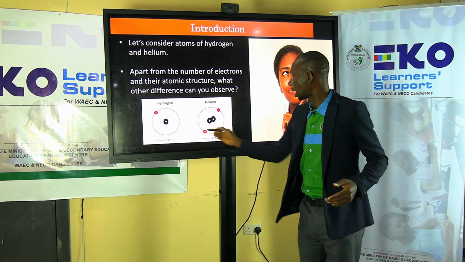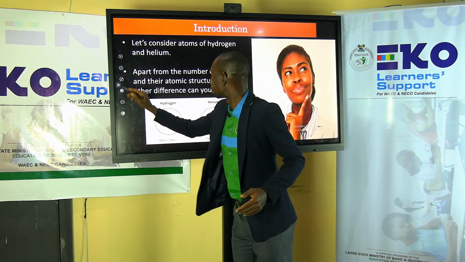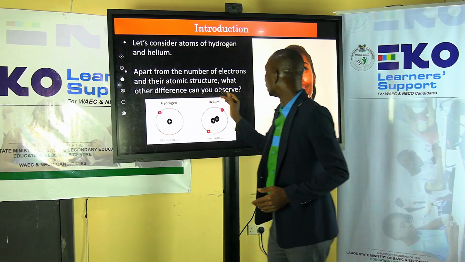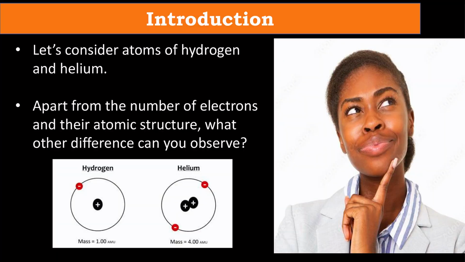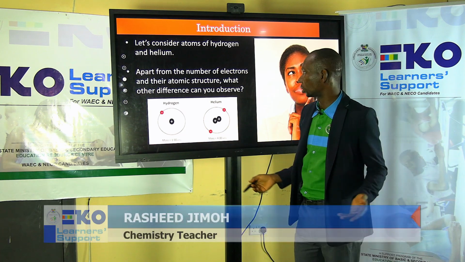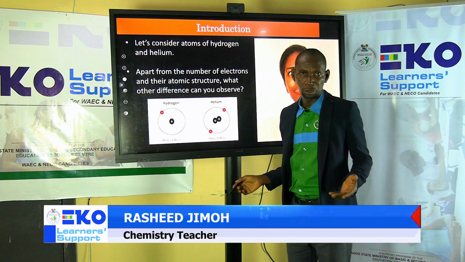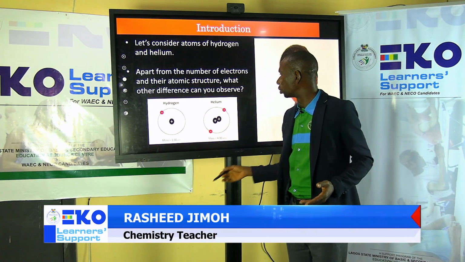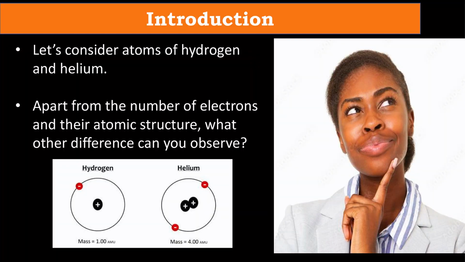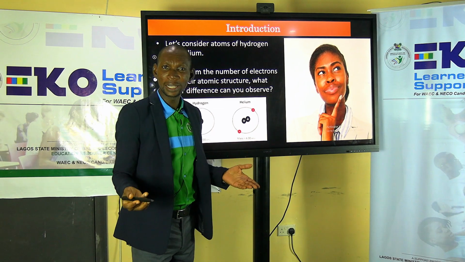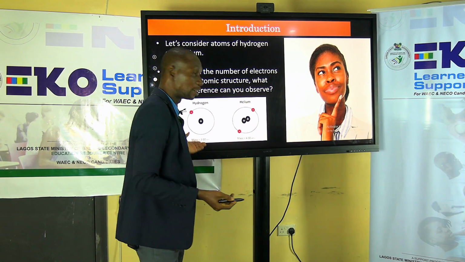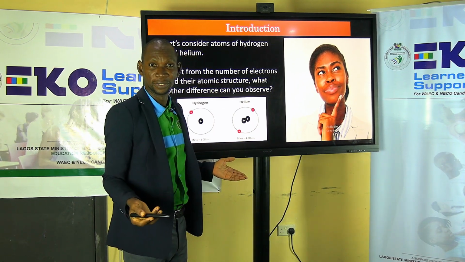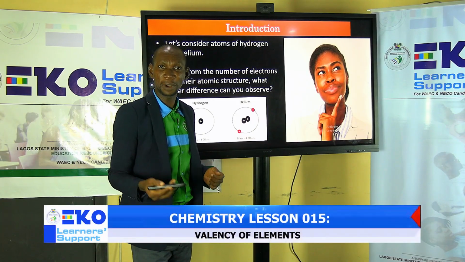Both atoms are actually given here. So apart from the fact that these two atoms have different electrons, hydrogen has 1 electron, helium has 2 electrons. And apart from their structure, what other difference can you observe between an atom of hydrogen and helium? Please take a look at the two of them. Did I hear you say that hydrogen is reactive? That is amazing. You're right.